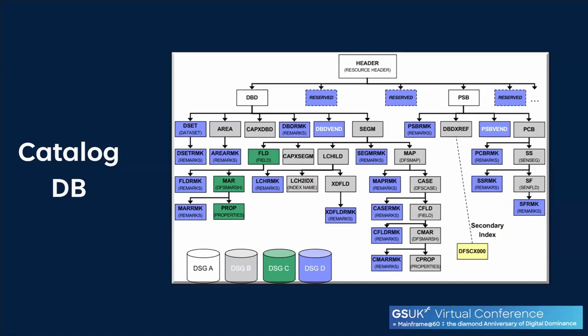And one more thing is you can see that there is a secondary index associated with this HealthDB as well. Generally, the secondary index houses the correlation between your DBDs and PSBs. We know that for a single DBD, there might be multiple PSBs referencing that database. So all that correlation and mapping is established and stored in the secondary index database, which you can access again using those GU calls and so on and so forth.